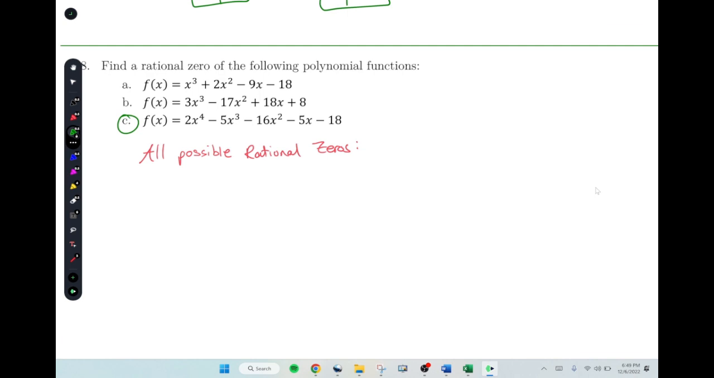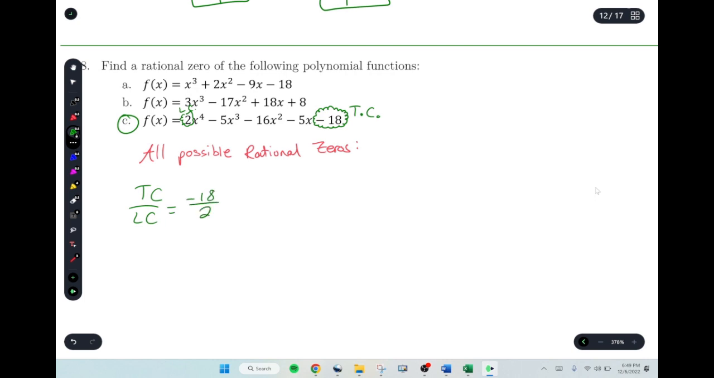You take this number, which we often call the trailing coefficient or the trailing constant. And you take this number, which we call the leading constant, and you divide them. But that's not your answer. That would be dope if that was your answer. That would make life easy. What do you do with those things? You find every single factor of them.